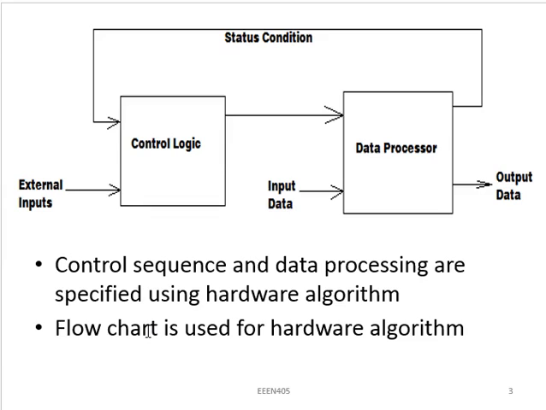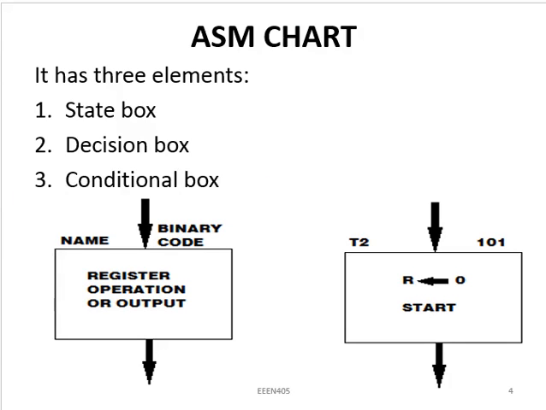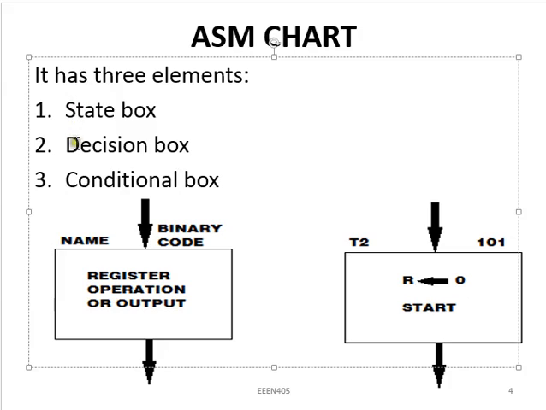Since this is an introductory aspect of ASM, we will be limiting ourselves to statements that will be transformed into a flow diagram, or a flow diagram that can be translated into the statement describing the behavior of the algorithmic state machine. This diagram is what we call ASM chart, and for us to draw it, we have three basic elements. The first one is called a state box, the second is the decision box, and the last is the conditional box. This rectangle you're seeing here is what we call the state box.